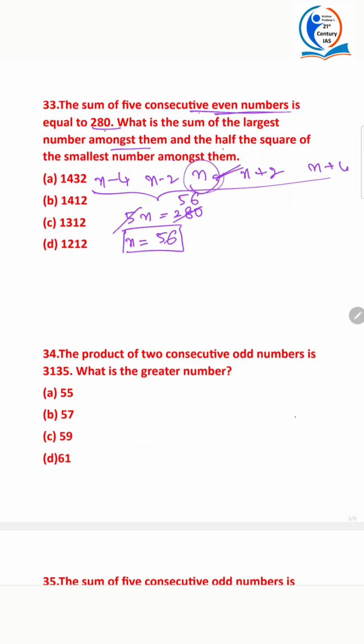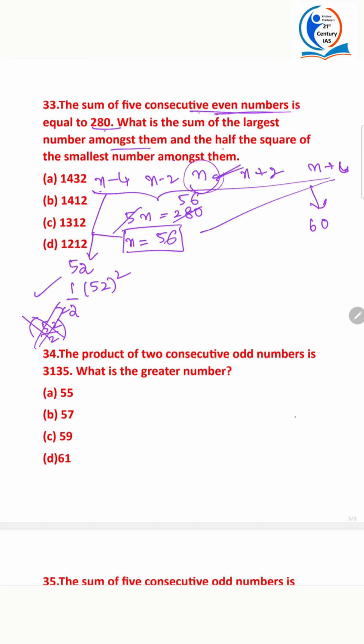Okay. Now, what are they asking? The sum of the largest number. What is the largest number? It is n plus 4, that is 60. And the least number or the smallest number is n minus 4, that is 52. Okay. Half the square of the smallest number. Half the square of the smallest number. This is correct. Many people would write 52 by 2 whole square. This is wrong. Okay. Plus 60.